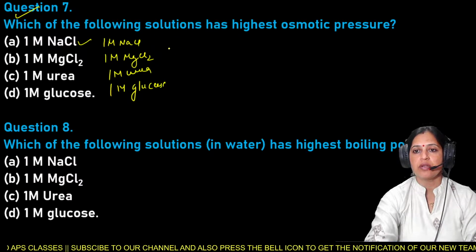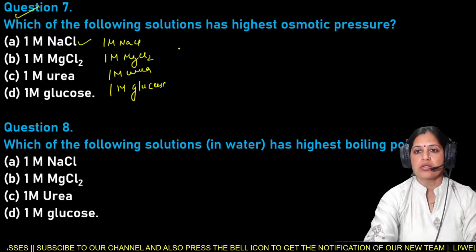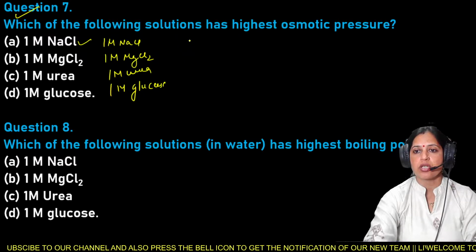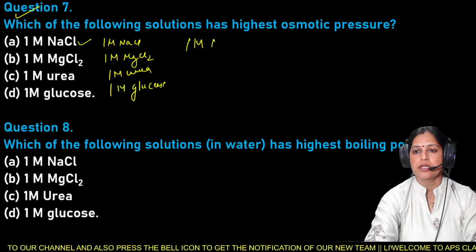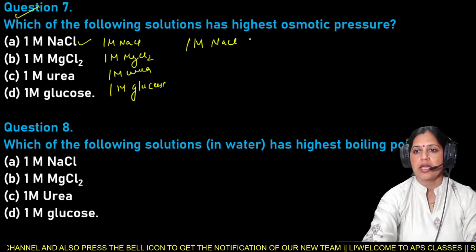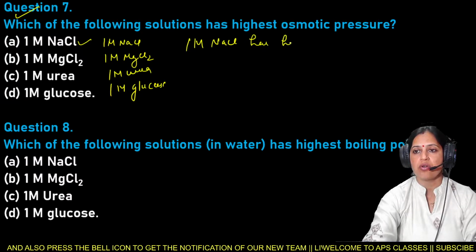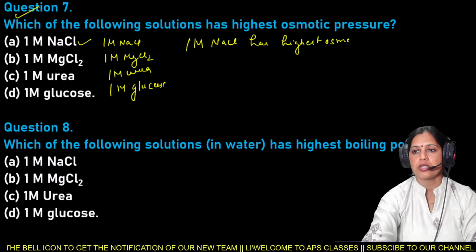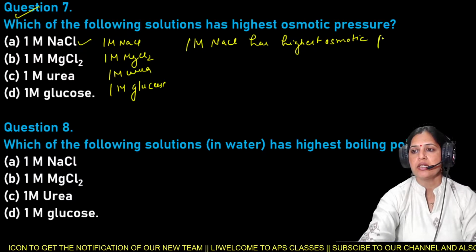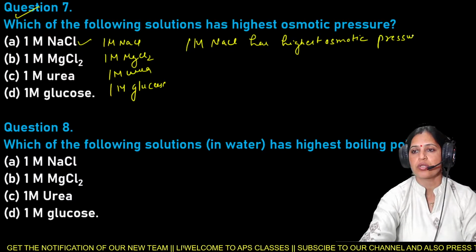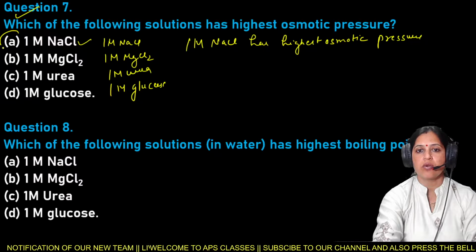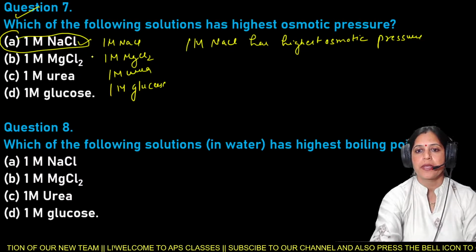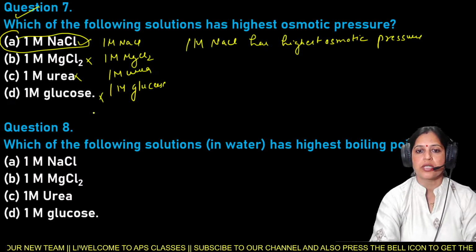Out of these solutions, the solution which has the highest osmotic pressure is 1 mole sodium chloride. So here option A is the right answer for the question number 7. That is 1 mole sodium chloride. Rest are the wrong options.